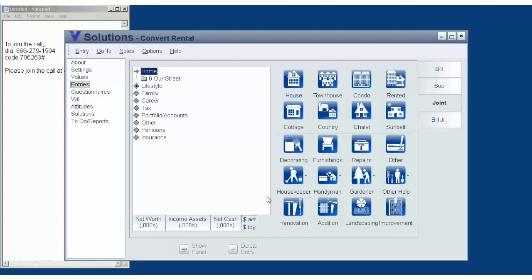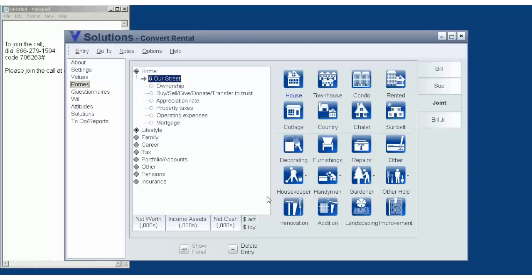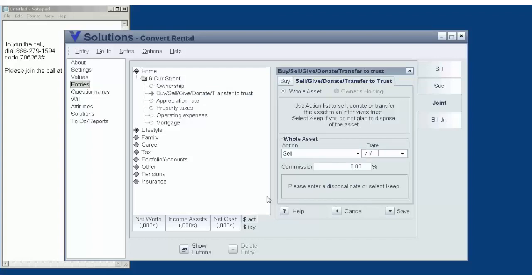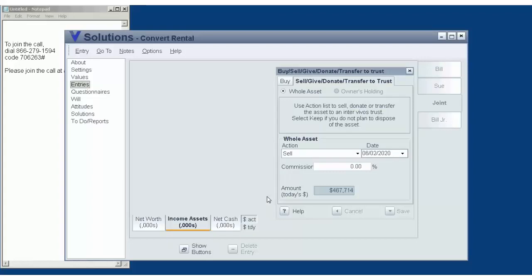So I'm just going to go to that residence, go to the sell, give, donate panel, say I want to sell it, and I'm going to sell it June 2nd, 2020. We have to put in a date which is 1 day after we do the conversion. Sorry, I should be doing it 1 day before. You can't have two principal residences at the same time. So if you go back to income assets, you'll see once you've sold it, then obviously we have a whole lot of money in the pot, so lots to live off of.